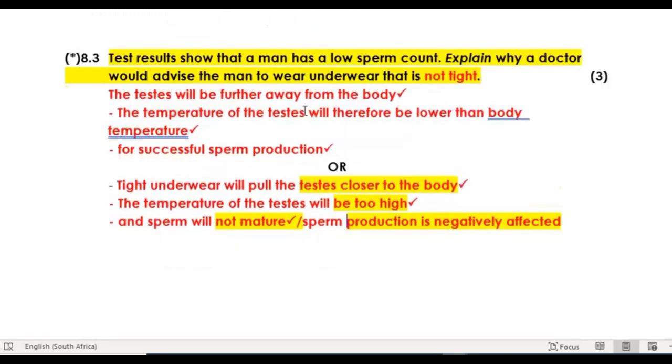The other point, this one over here, will say that the testes will be further away from the body when he wears underwear that isn't tight. Therefore, the temperature of the testes will be lower than the body temperature, and that will give successful sperm production. So you can write it in one of these two ways, either saying that the testes will be further away from the body, and it always has to do with the body. And you see there's a mark there, which then means the temperature of the testes will be lower than the body temperature, and remember it has to be lower for successful sperm production. If it's lower, then sperm production would be successful. Or you could have answered it this way in the bottom.